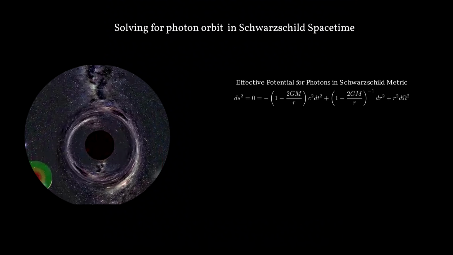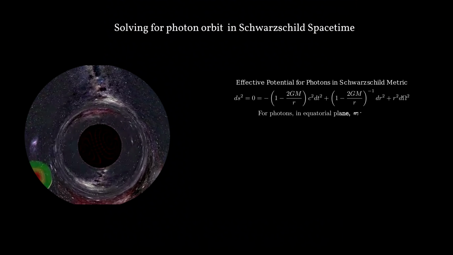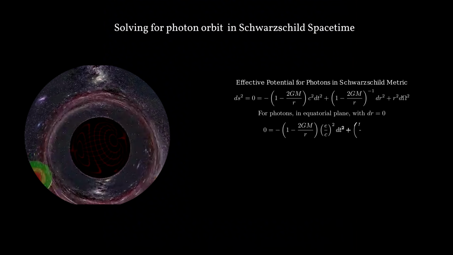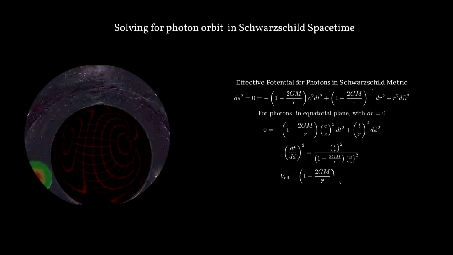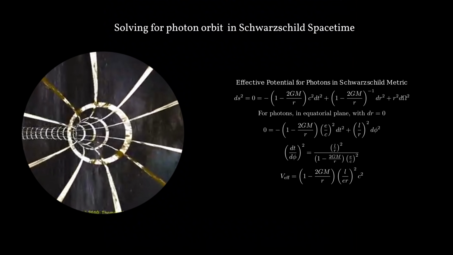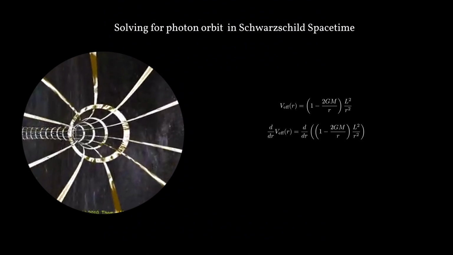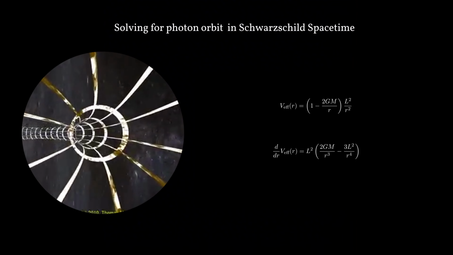Proceeding further with our calculation, first we set the term ds squared to 0, then we set dr to 0 because we are in the equatorial plane. Then we simplify, subbing in for the specific E and the L term that we defined. Finally, we get the effective potential.